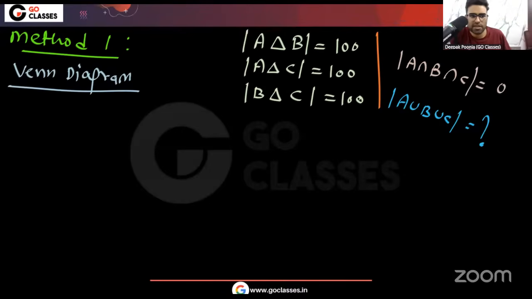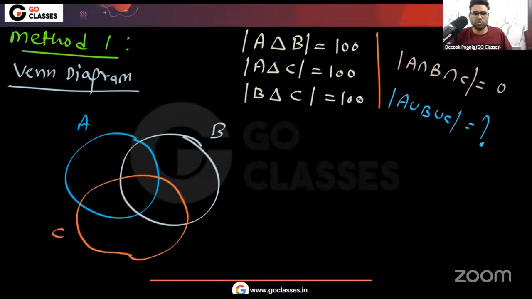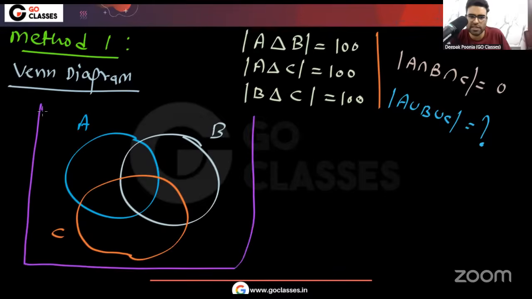So here let's think about the Venn diagram. Let me create the Venn diagram here. You can see this is set A, then this is set B and set C. So you can see I've created the Venn diagram. Now you just notice one thing in this Venn diagram: you write the areas. Let me make the full Venn diagram. This is the universal set, this is your U.